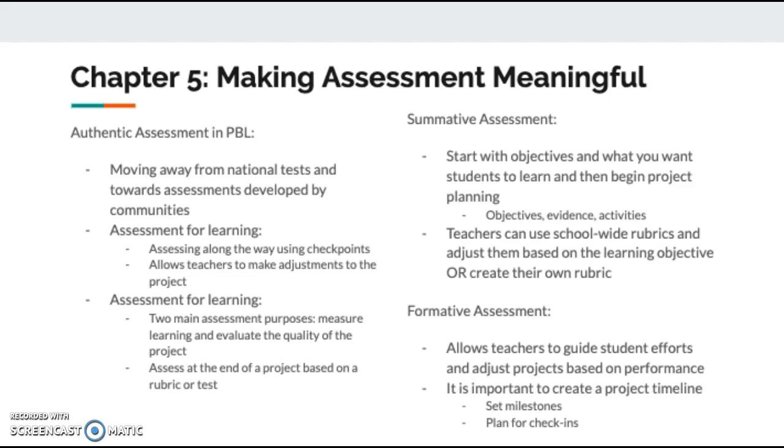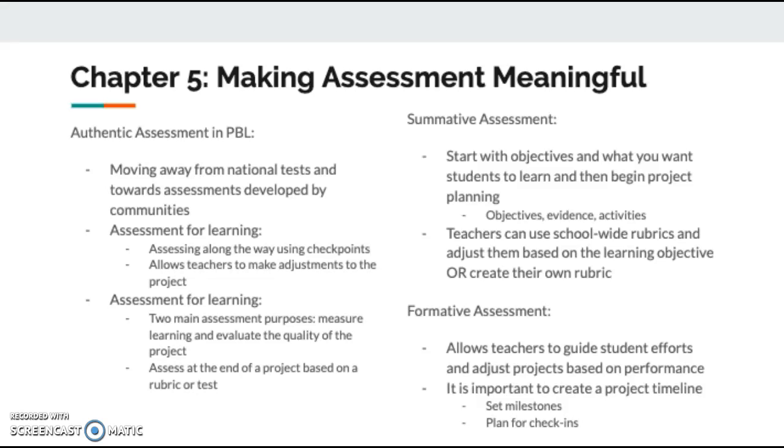So in order to have authentic assessment in project-based learning, you want to move away from national tests and towards assessments that are developed by your communities. So your community is your teachers in your grade level, teachers in the whole school, teachers in the district, parents, students. You want it to be a collaborative effort and things that are relevant to you.